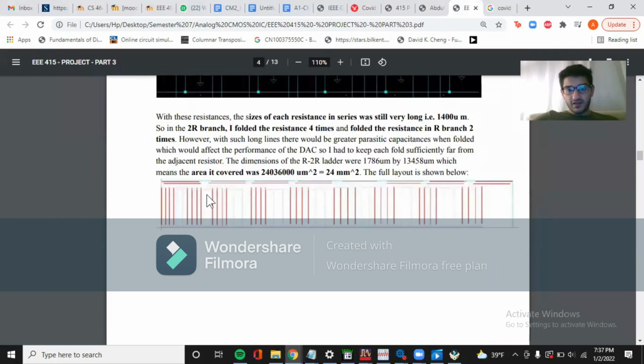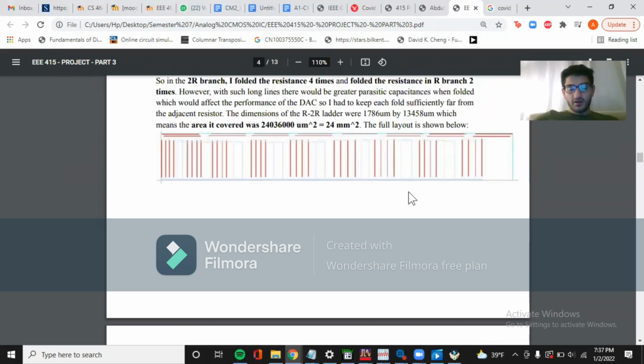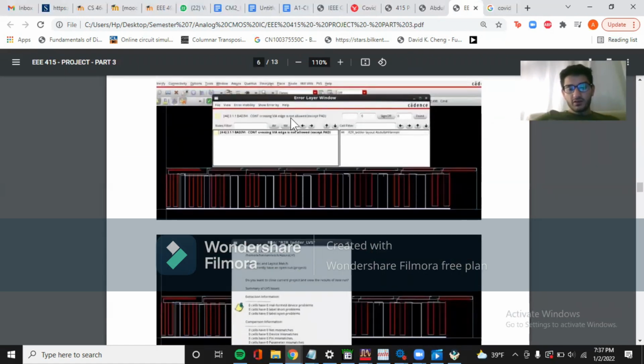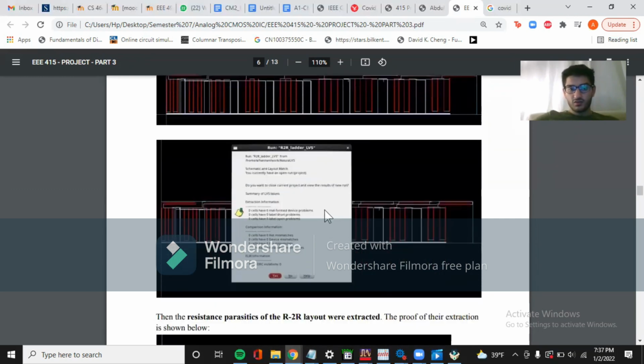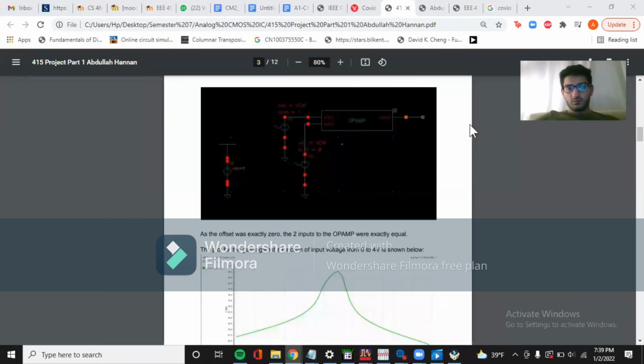So this is the layout of the R2R ladder. Since the resistance values used were really high, the area of the R2R ladder is also large. It is about 24 millimeters square. Similar to the op amp, I did the DRC checks with negligible errors and the LVS check showing no mismatches between the layout and the schematic, and finally the parasitic resistances of the R2R ladder were extracted.